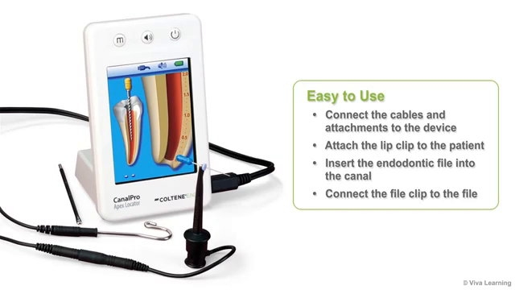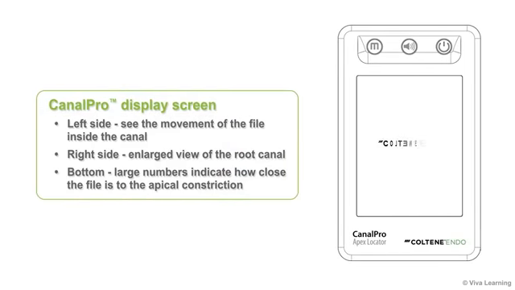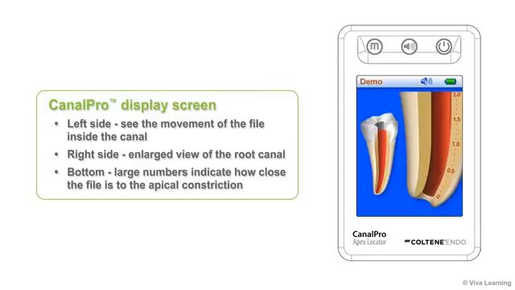To use the Canal Pro Apex Locator, simply connect the cables and attachments to the device, attach the lip clip to the patient, insert the endodontic file into the canal, and connect the file clip to the file. An image of the file inside the tooth will appear on the high-resolution 3D full-color display screen. At this point, you'll be able to see the movement of the file inside the canal on the left side of the display and an enlarged root canal image on the right.